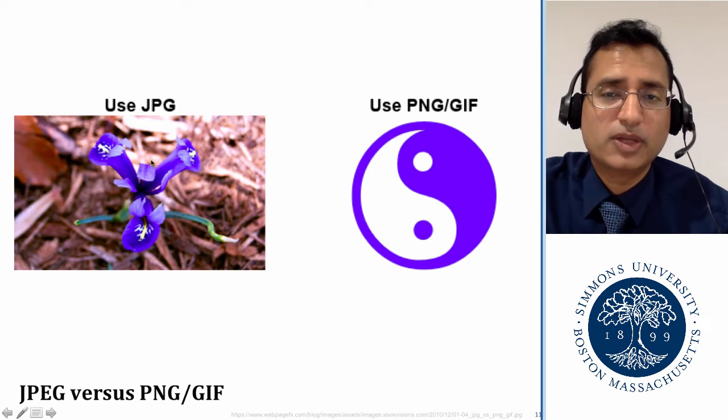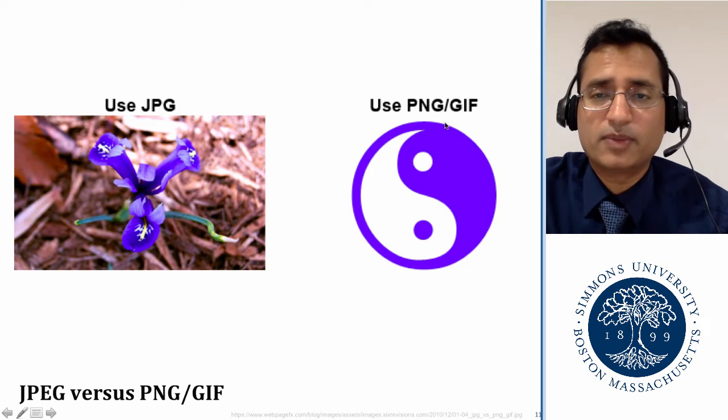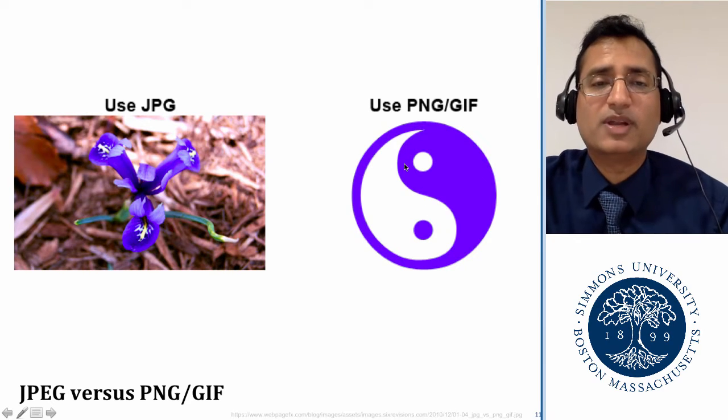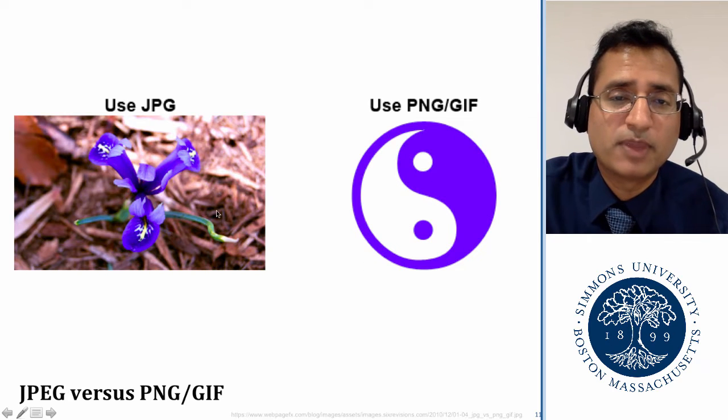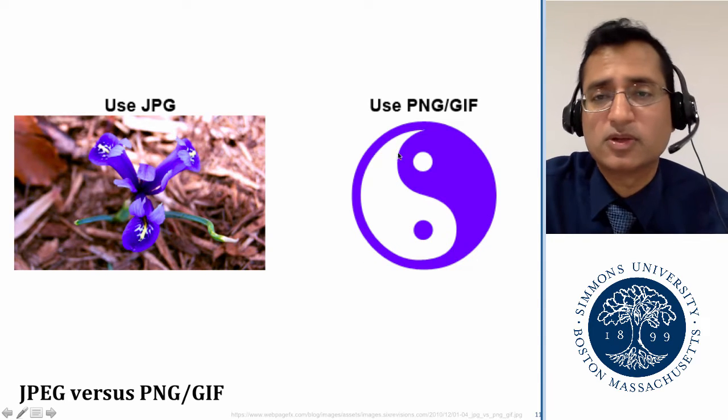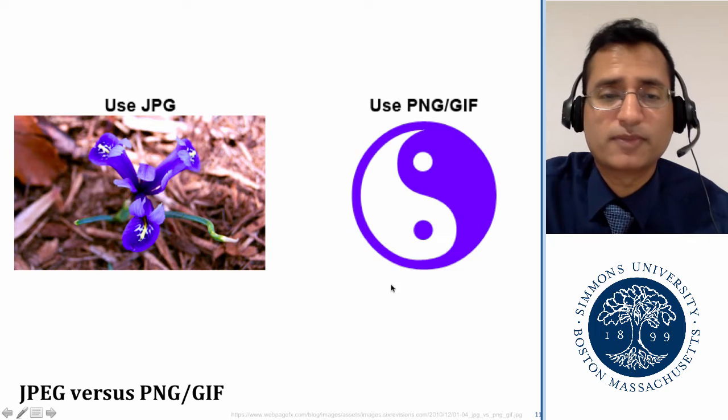So if you have a photo like this, then use JPEG. But if you have an image like this where you just have 1 or 2 colors, or even 8 colors or 16 colors or 32 colors, a fixed set of colors, not like here where you have hundreds of color variations, then in this case use either a PNG or a GIF.